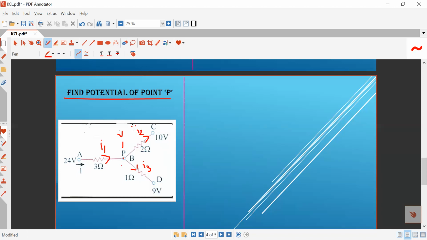Now, according to Kirchhoff current law, at point P, incoming current is I1 and outgoing current is I2 plus I3. So according to Kirchhoff current law, I1 will be equal to I2 plus I3.